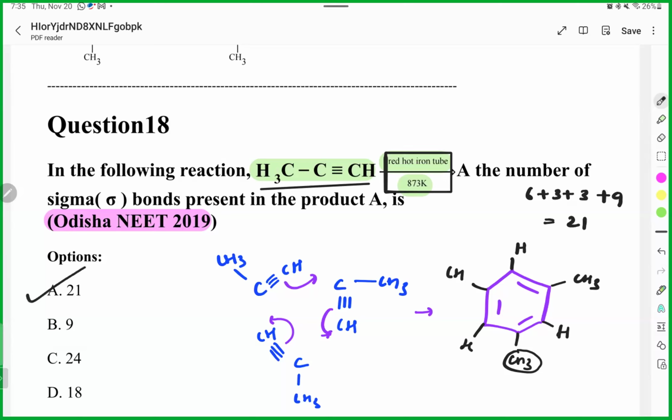Was it really difficult? Same molecule, same way. You have to focus on this, and CH3 is the side group. Correct. Now calculate single bonds. Was it really difficult? No, sir.